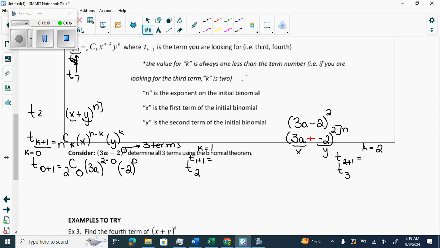Okay, so t0 plus 1 is t1, which is what we need. If I have two objects, I choose none of them. How many ways can that happen? 1. I literally look up and I say, I don't want any. It's one way. Now, anything C something or anything P something will never result in a 0, just so you know. It'll always result in a 1 at minimum. So 2C0 is 1.